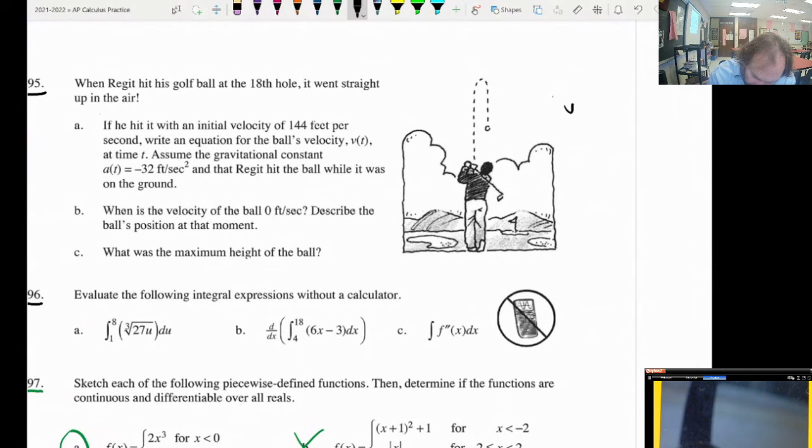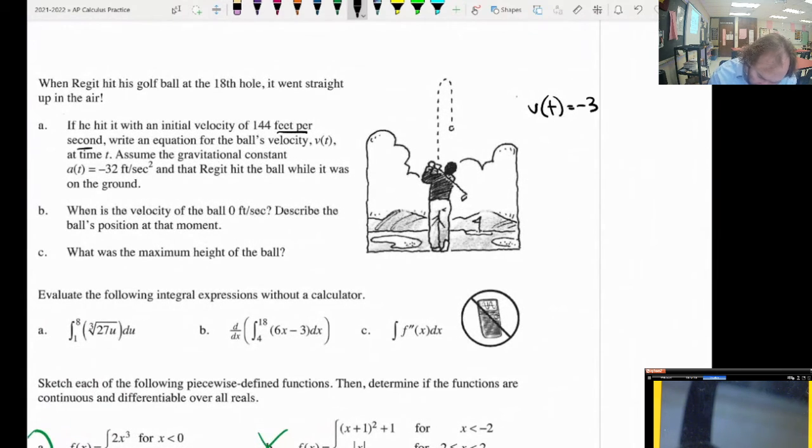The velocity on Earth, I guess we're looking at feet per second. The velocity here is going to be negative 32t. That's just a constant from Earth being in feet per second, plus the original velocity, 144. Assume the gravitational constant. Again, if you didn't know the negative 32, you could take the antiderivative of negative 32 and get negative 32t. That's question A.